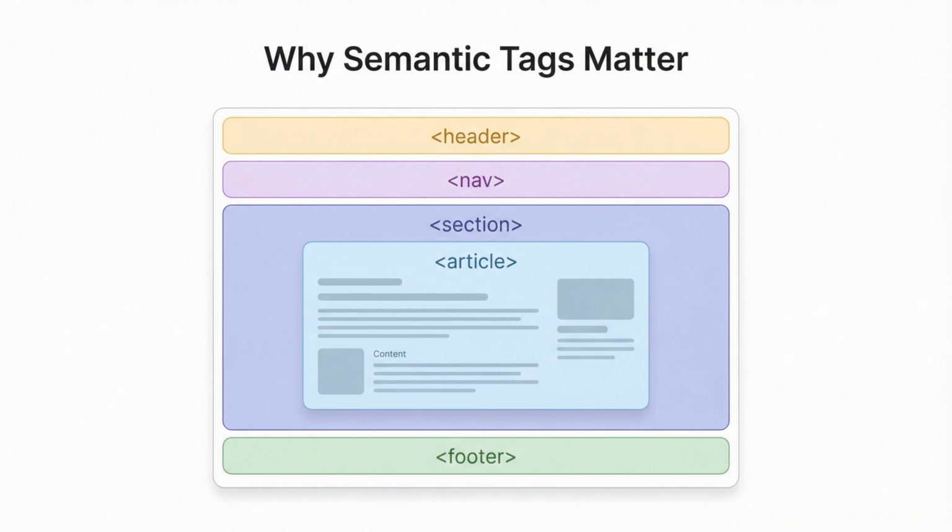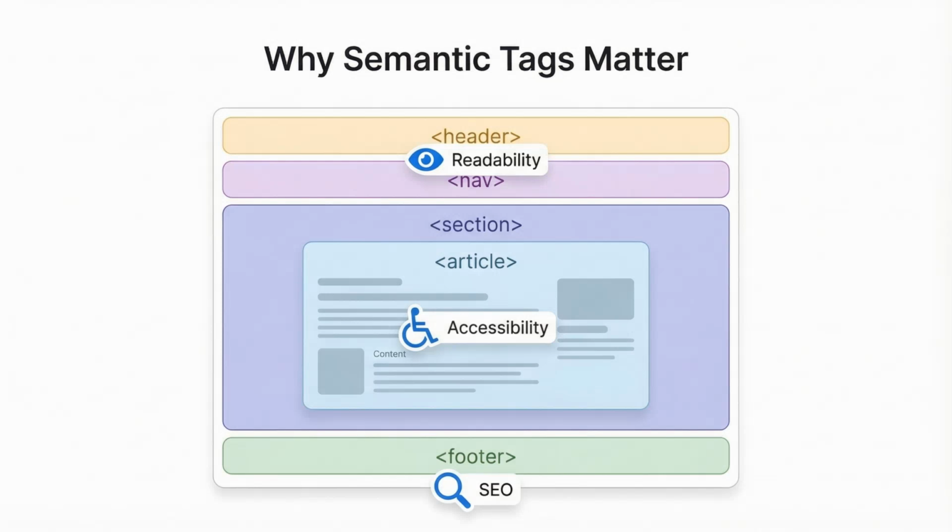First, they make your HTML structure readable and self-documenting. Another developer can look at your code and instantly understand the page layout. Second, they help screen readers and assistive technologies navigate the page correctly for users with disabilities. And third, search engines use semantic structure to better understand and rank your content. So the three big wins from semantic HTML are readability for developers, accessibility for users with assistive devices, and better SEO, because search engines can understand which parts of your page are navigation, which are main content, and which are supplementary.